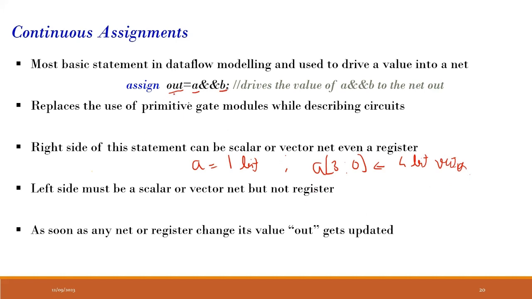And this output cannot be a register, because this output value is changing as and when A and B are changing. So this value out gets updated as and when A and B change, and that is not possible for a register data type. So in that case we have to use the wire data type.